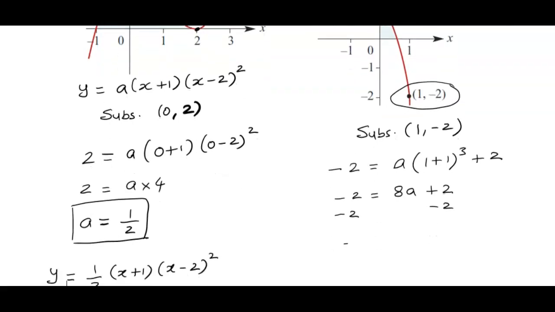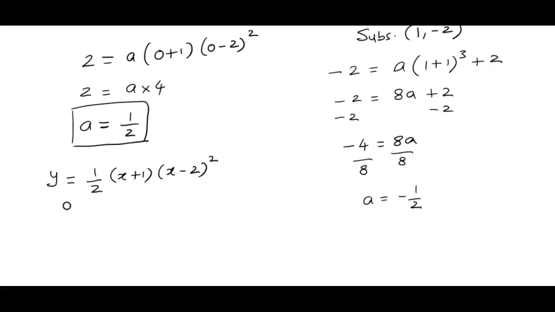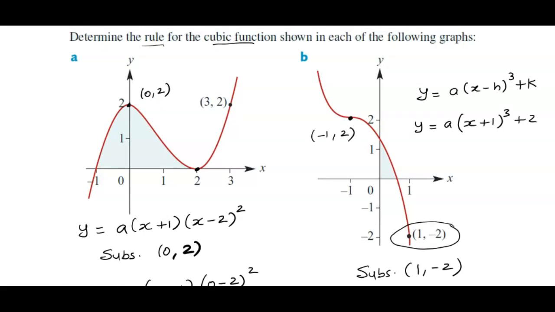Solving for a, so minus 2 on both sides gives me minus 4 equals 8 times a. Dividing both sides by 8 gives me the value for a as a negative half. So the complete rule of the cubic function is going to be equal to minus 1/2 times x plus 1 to the power of 3 plus 2. And again, as we discussed at the start, the value for a equals minus 1/2 proves correct because the graph is of a negative cubic function.